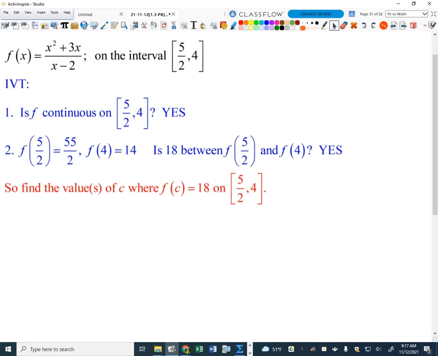Is this fancy calculus? No, not at all. If we want to find where the function has an output of 18, what do we do? Set it equal to 18, right? Set it equal to 18 and solve. Okay, so what happens if we set this equal to 18?